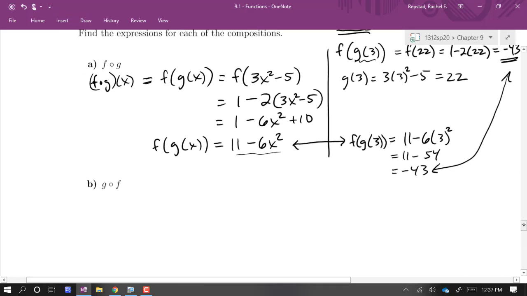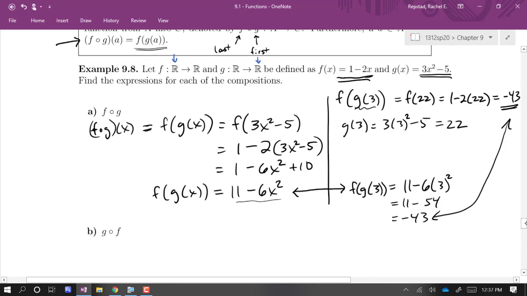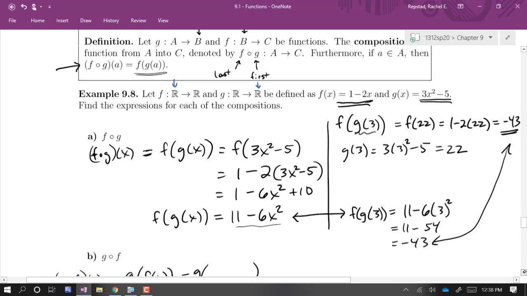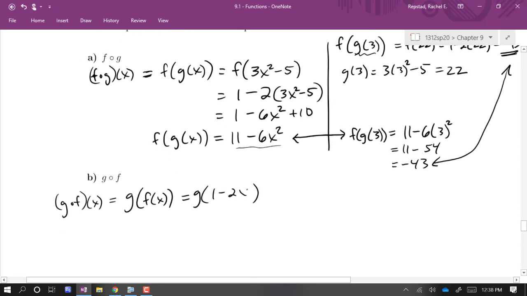Now, this is not always the case, but in this case, because both functions map from reals to reals, the compositions in both directions are defined. So we just found f of g. Now we can find g of f. So g of f of x is g of f of x, and that means I'm going to take the g function and plug in our f function, and our f function is 1 minus 2x. Now the g function is 3x squared minus 5, so 3 times the square of our input minus 5.